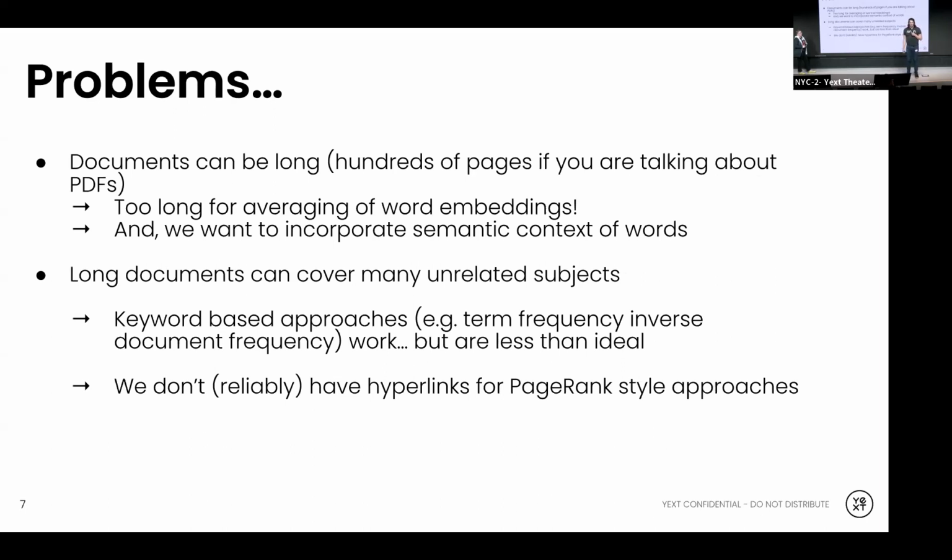You don't want to be doing something like just taking a Word2Vec or fastText embedding and averaging things out, because things are too big for that and you lose a lot of the context. So that's not really good. And we want to understand how things fit together and the relationships. So we want to have a semantic search on these long documents.